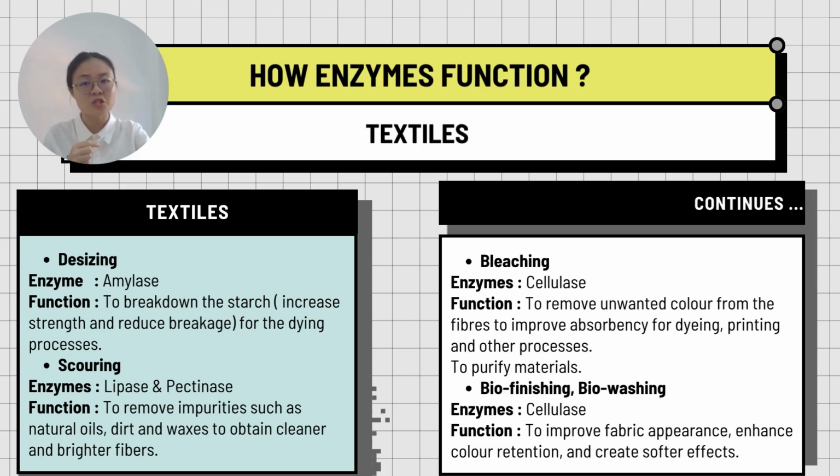Enzymes are used in desizing to break down the starch for dyeing processes, as starch increases strength and reduces breakage of the fiber, making it difficult for the dye to penetrate the fiber. Lipases and pectinases are used in the scouring process to remove impurities such as natural oil, dirt, and waxes to obtain cleaner and brighter fiber. Cellulase is used in bleaching to remove unwanted color from the fiber to improve absorbency for dyeing, printing, and other processes. It is also used to purify material.